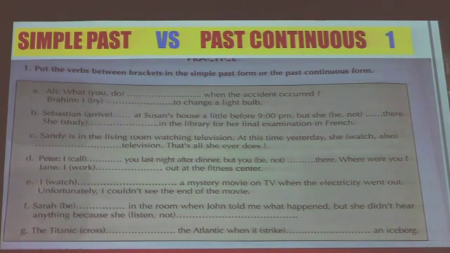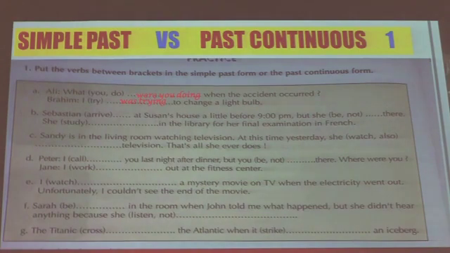So A, Ali, what were you doing? So the auxiliary is here. Then the subject is in the middle, plus the verb, okay? What were you doing when the accident occurred? This one is short and this one is long, okay? Ibrahim, I was trying to change a light bulb, okay?